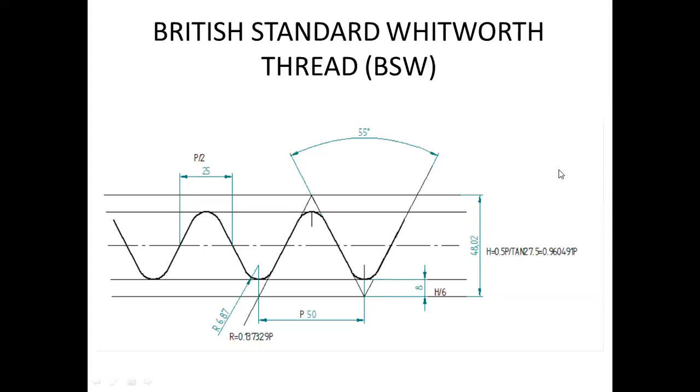Okay. So here you write down this formula. H is equal to 0.5 times P divided by tan alpha. Here in BSW alpha is 27.5. So you will end up getting 48.02.